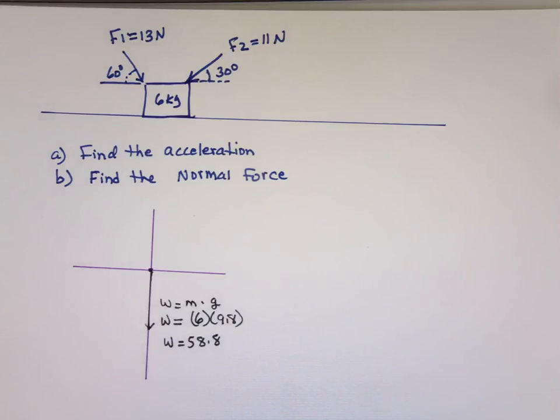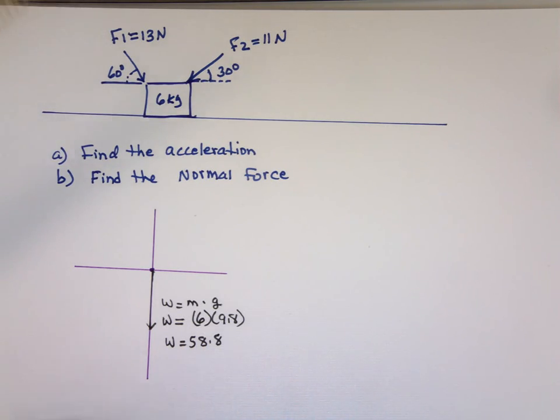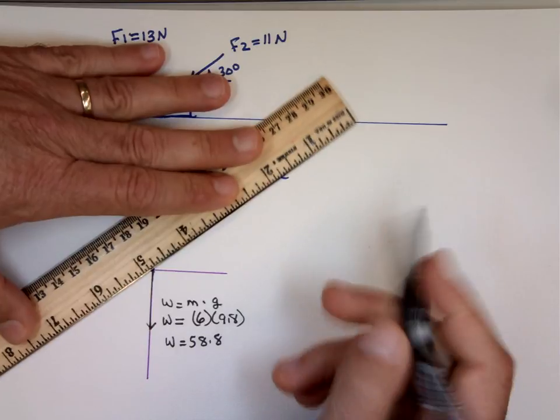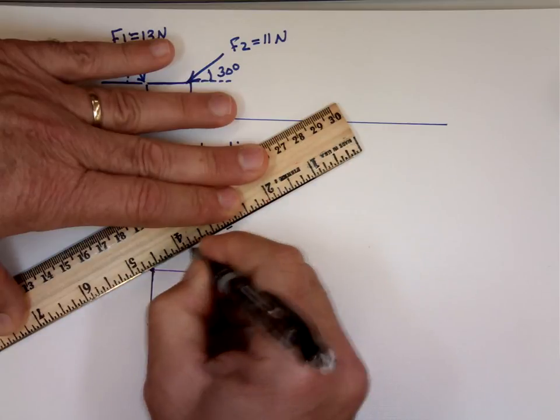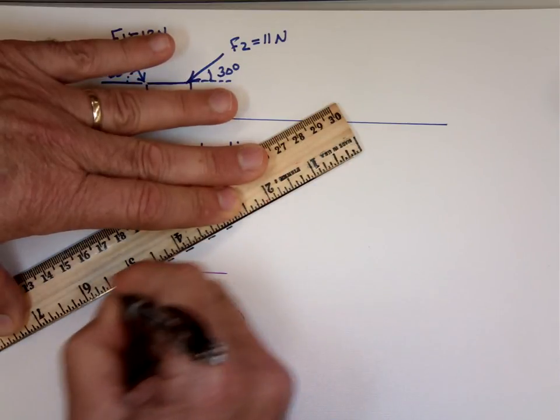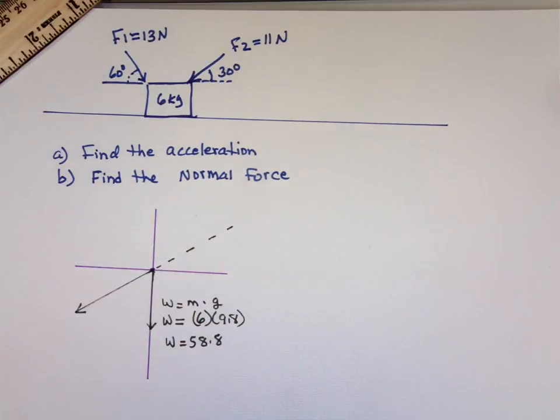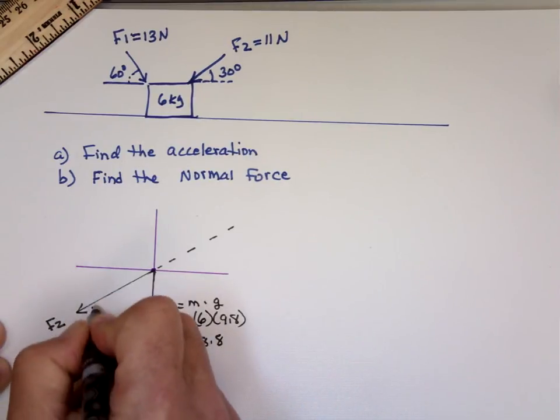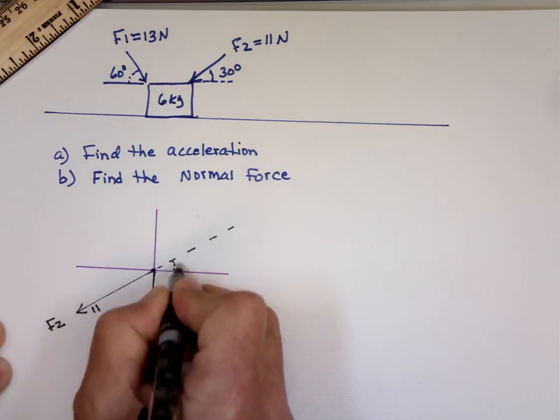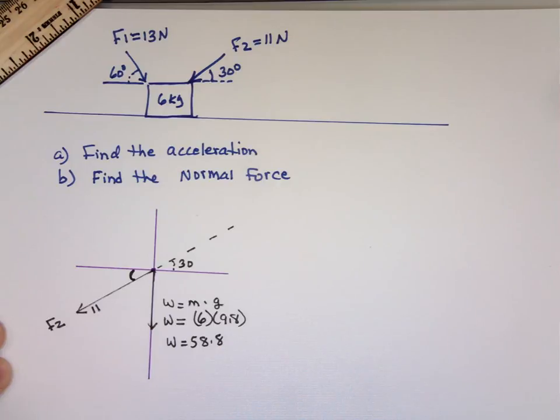What else we got? We got F2, which is 11 Newton pushing in this direction. So if you look at it, it's coming like this. That's where F2 is going. It's pushing in that direction, right? If you're pushing on it. So this is F2, has a value of 11 Newton. And if this angle is 30 degrees, what's this angle here? Nope, if this is 30, what's this one? 30. It's the same two lines crossing each other.